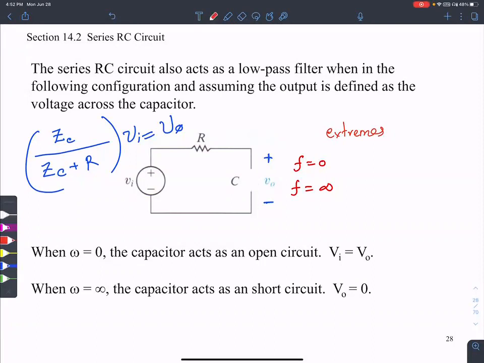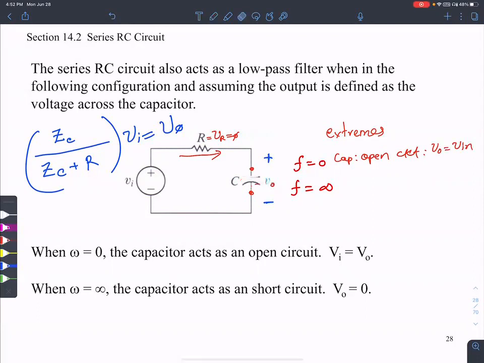The capacitor acts as an open circuit. At this frequency, the cap is an open circuit, meaning that there is no current flowing in it, and the voltage drop across the resistance is 0. So all the voltage from the input appears here. Okay, that's a voltage drop. So V output equals V in on one extreme.